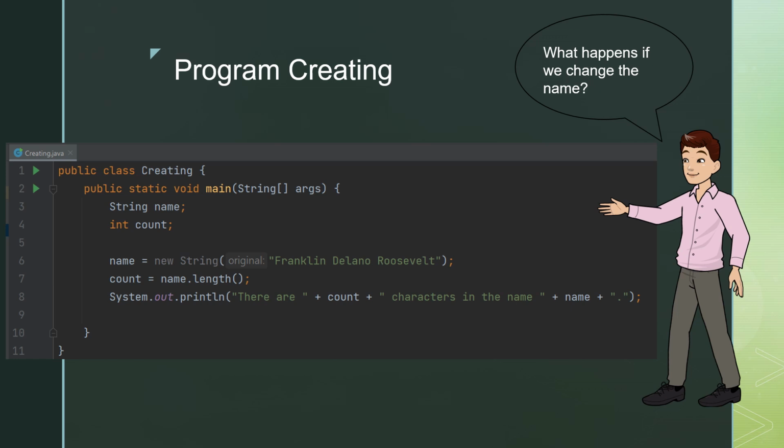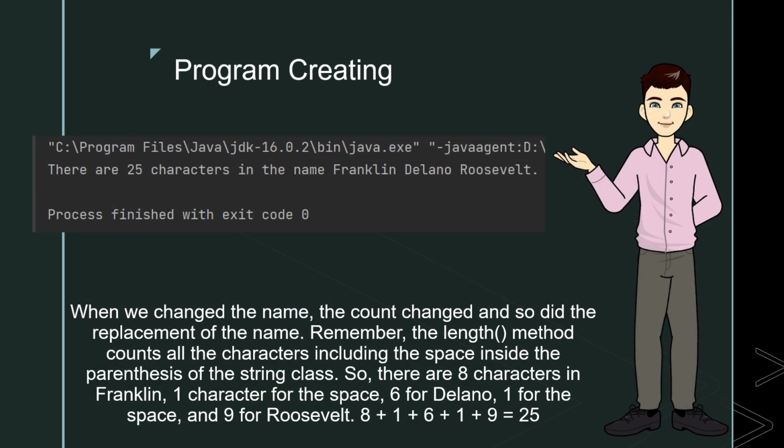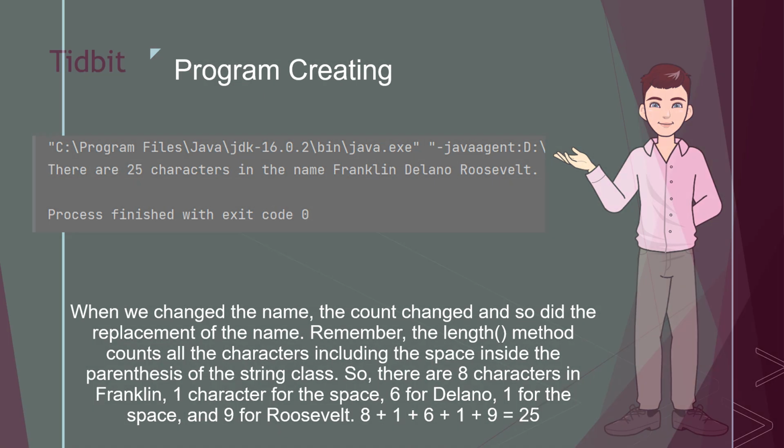Let's try another example. What happens if we change the value for the name variable? If you said that the count will update and the name will change, you are correct. The program is the same and the values have only changed. So there are 25 characters in the name Franklin Delano Roosevelt. You're doing great, and we're almost done.